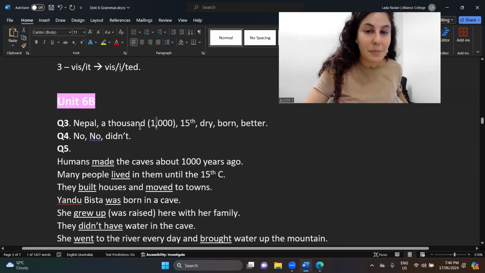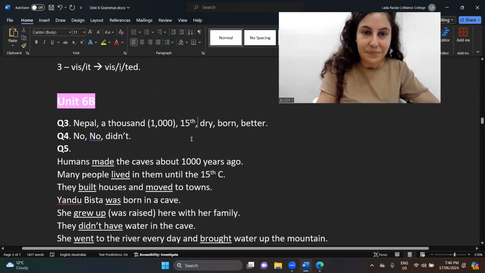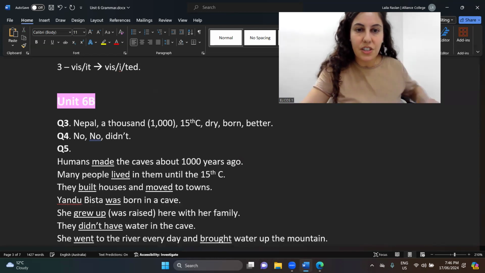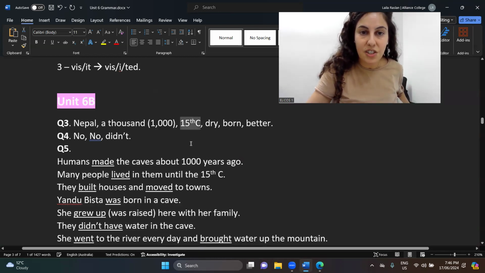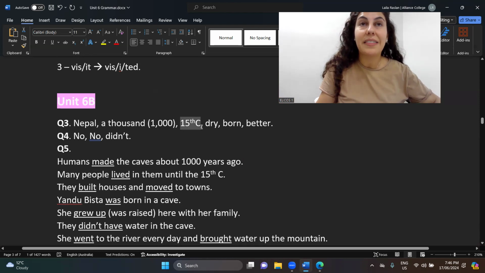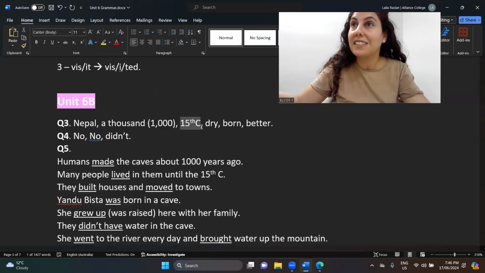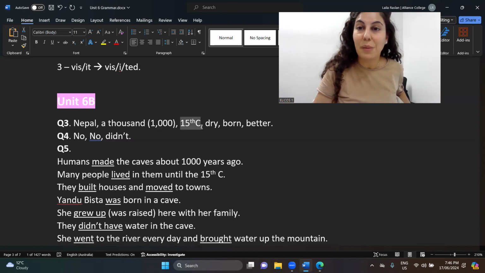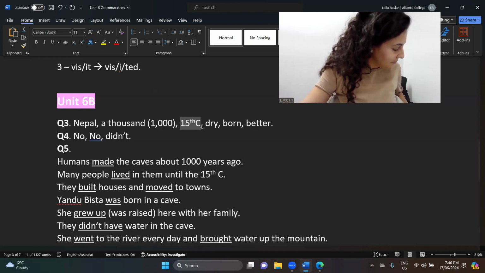Many people lived in them until the 15th century. Okay, so remember, we can write it like this, 15th century. We must put the TH like above. You see how I've put it like that, and then a capital C, the 15th century. So remember, that is the years from 1400 to 1499. So that's when humans lived in these caves. Very different to now because we live in homes.